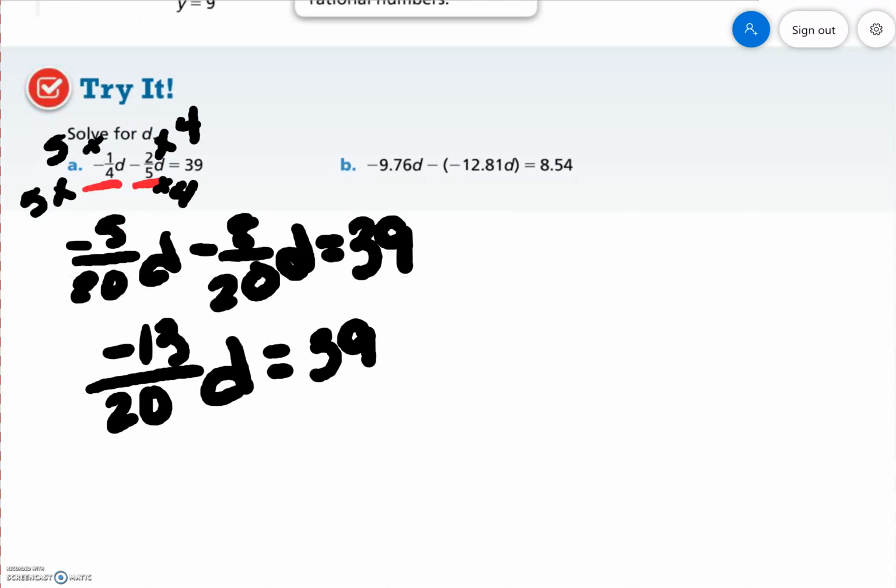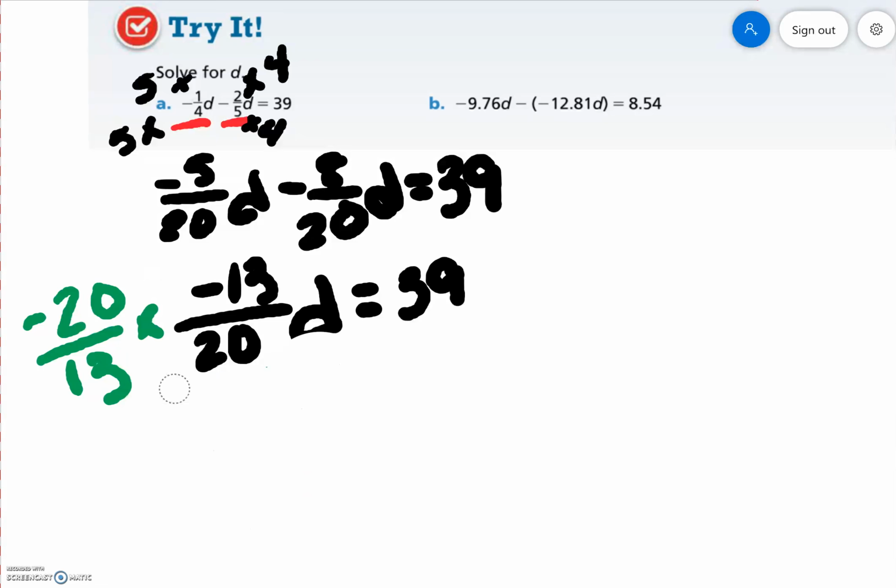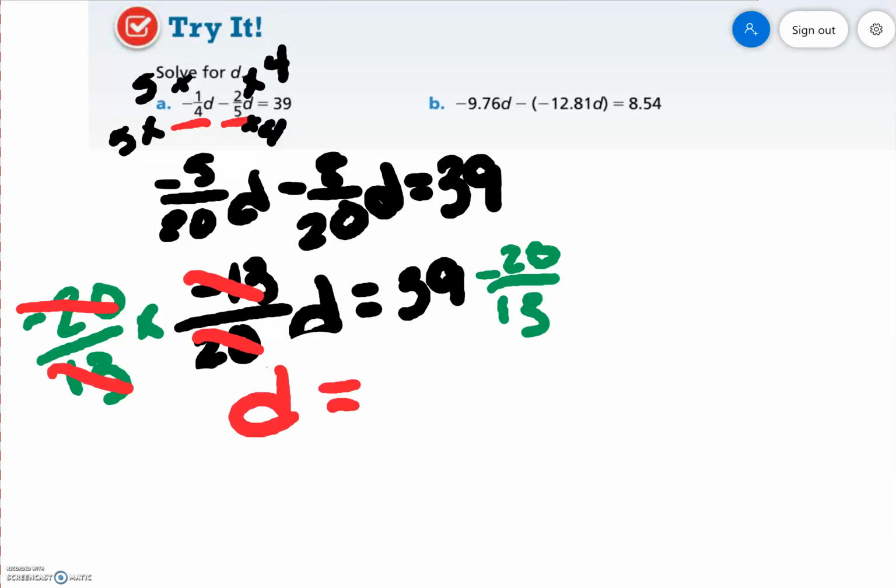In order to get rid of this fraction, I can either divide by a fraction, but remember keep, change, flip. Keep, change, flip says I can keep the first fraction, change the division to multiplication, and flip the fraction. So that's what I'm going to do instead. Okay, whatever you do to one side, you have to do to the other. So this is negative 20 over 13. These cross cancel. That's why that works. And we get D is equal to negative 60. Put 39 over 1 and do the old multiplication out.